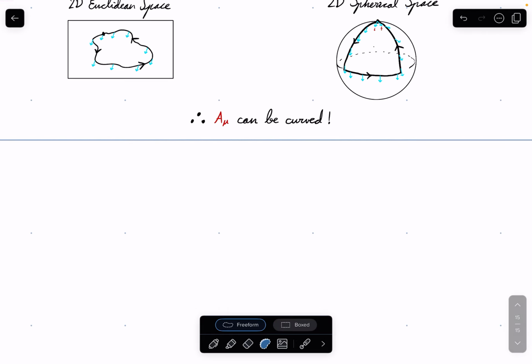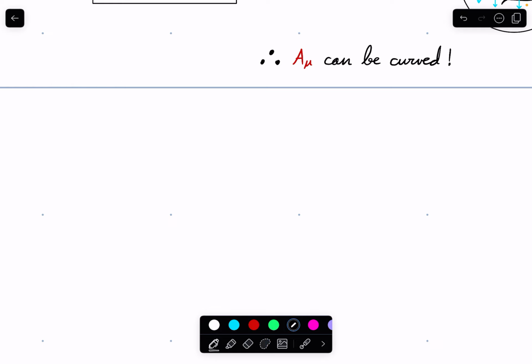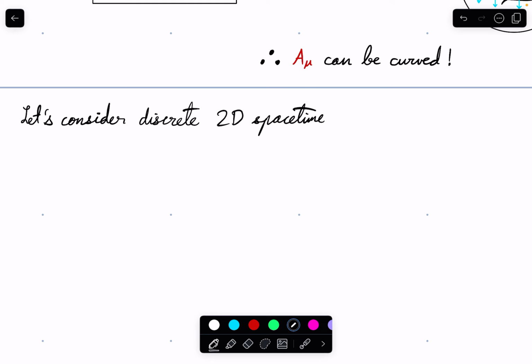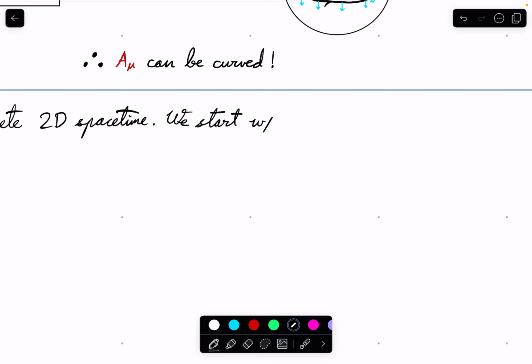Let's look at an example. Let's consider discrete two-dimensional space-time. We will start with the field value at some point n. So this is a field value at n.